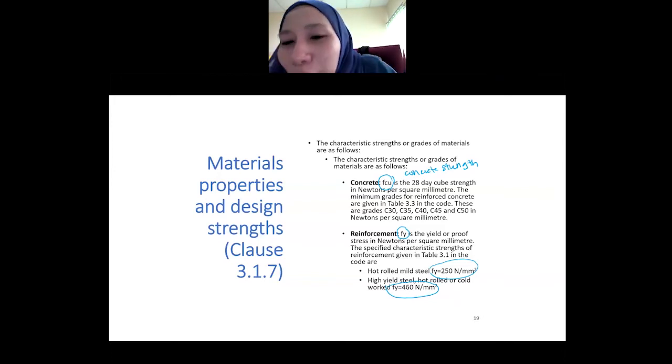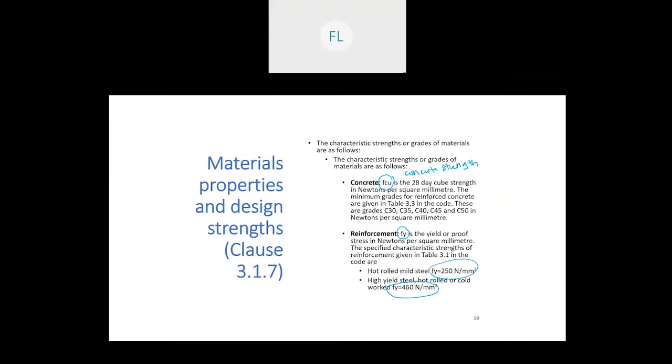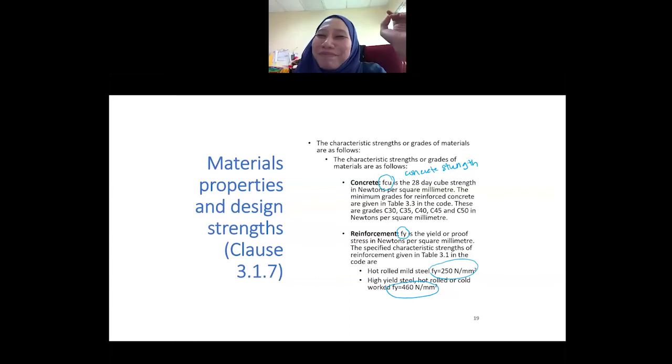Okay. So bila you ada buat that pad footing ataupun you ada buat cube test, concrete cube. Ada kan? Ada. Okay. That test, cube test tu lah. So dari situ lah kita tahu dia punya strength. Daripada cube yang you buat tu, dia hantar ke lab, dia check the compression strength dia berapa. So itulah datangnya perkataan C30, C35, C40, C45, C50 ni.